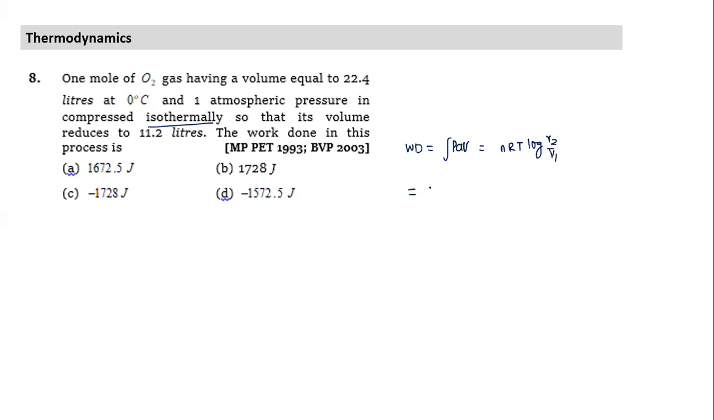So what is n here? n is equal to 1, R is 8.3 and T is 273, and log of V2 is 11.2 divided by 22.4. And we can invert it, so it becomes minus 8.3 into 273 into log to the base e of 2. Log to the base e of 2 is roughly 0.7 and we can find it. This is a pretty easy one.